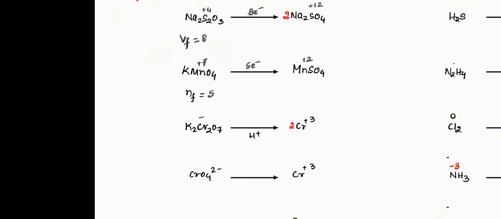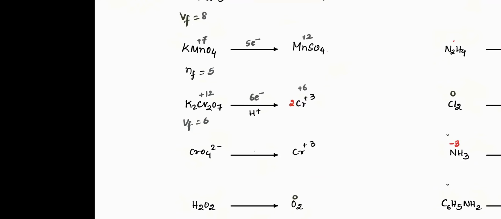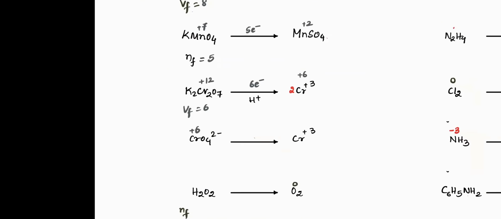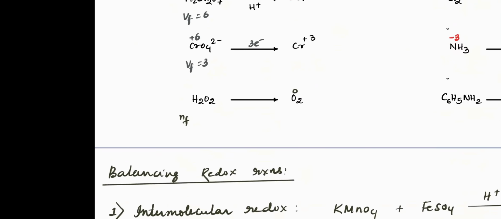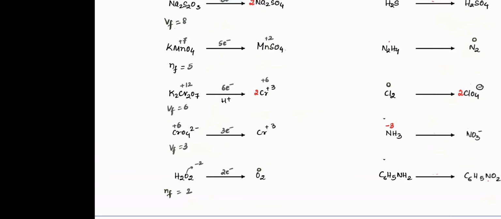Okay. Two chromiums make it +12 changing to +6 for 2 chromiums. So the valency factor is 6. Dichromate, 1 chromium, chromate 1 chromium, is +6 changing to +3. So 3 electrons transferred. So the valency factor is 3. H2O2, 2 oxygens. Now you need to check for 2 oxygens. This is a peroxide, correct? So 2 oxygens will have a total charge of -2, changing to 0. So that makes 2 electrons being transferred. So the valency factor is 2.